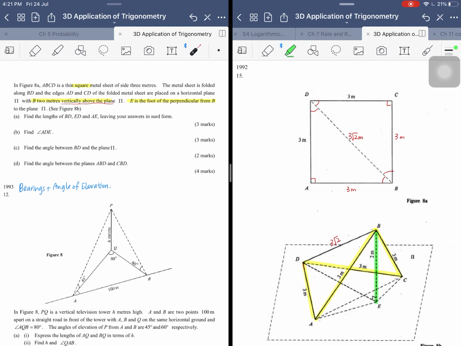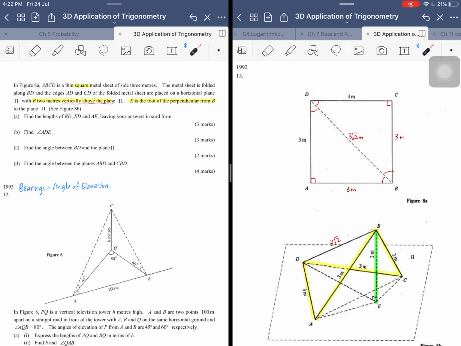Then we can start looking at parts A, B, C, D. All right, find the length of BD. So BD, we know it already. A lot of the lengths we can actually find just by looking at the 2D figure, okay? Some of the calculation can be done within the 2D figure, for example, BD. Now let's move to ED. ED in this case is this one, a side of the triangle BED. And because we know that BED is a right angle, and we know BD and BE, it should not be a problem. So you will find ED on the side, okay?